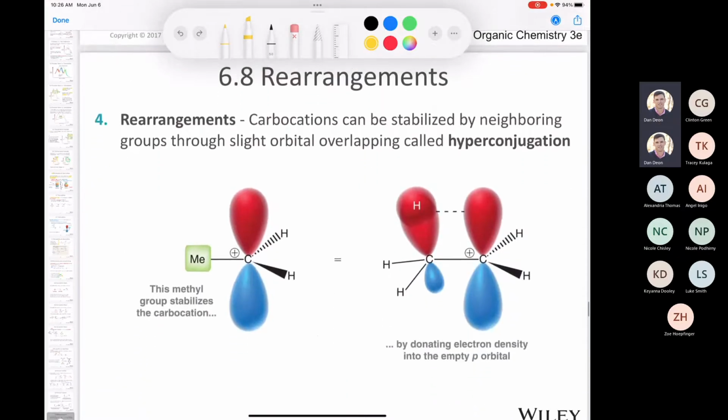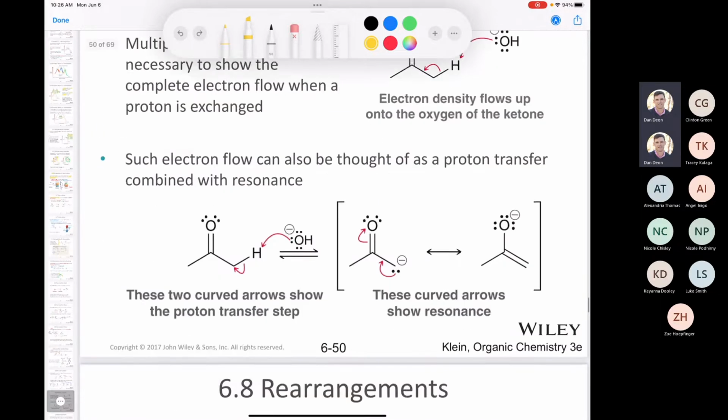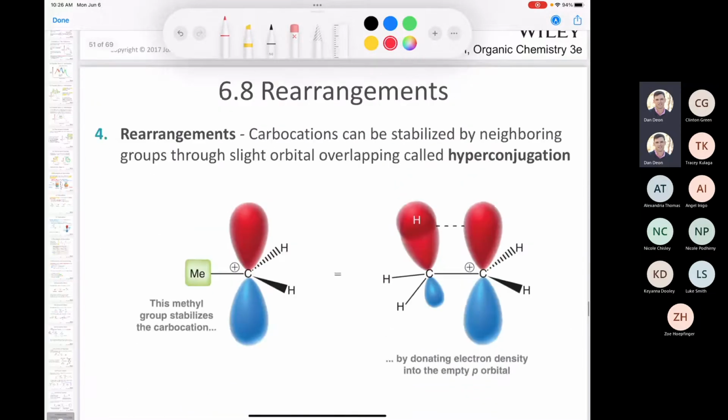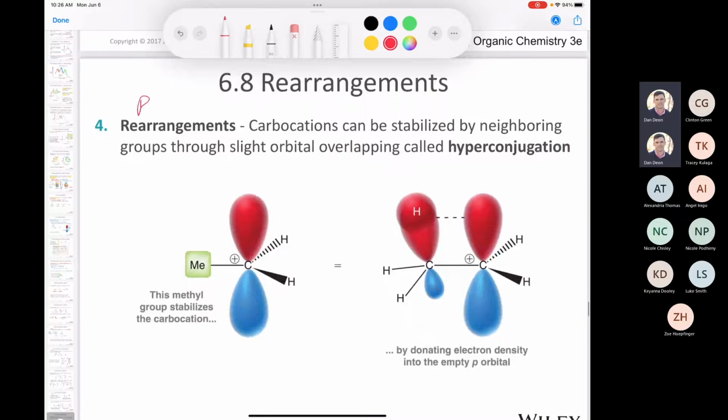So that's proton transfer. And the last one is a rearrangement. I forgot to say that for proton transfer we use PT. And the abbreviation we use for rearrangement is RGT. Rearrangements are based on a carbocation's ability to become more stable. So let's go over this.